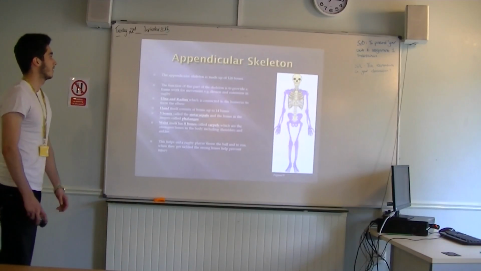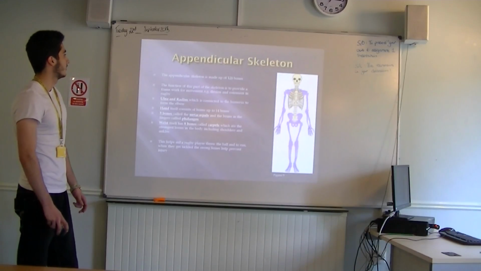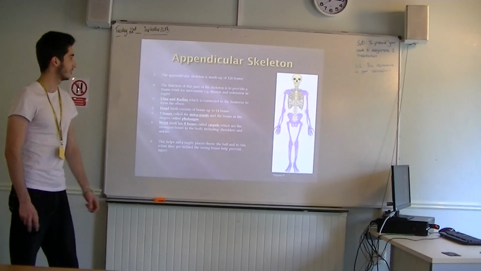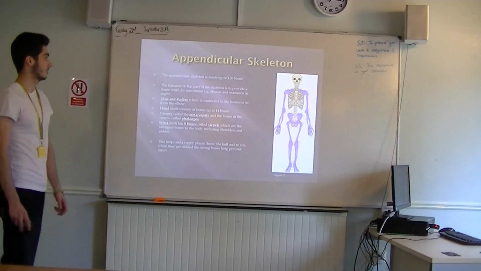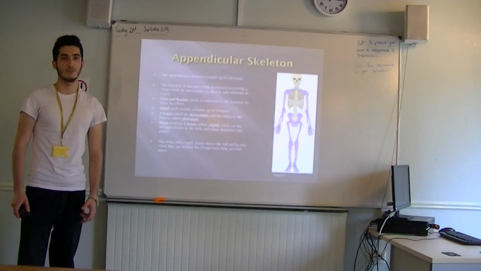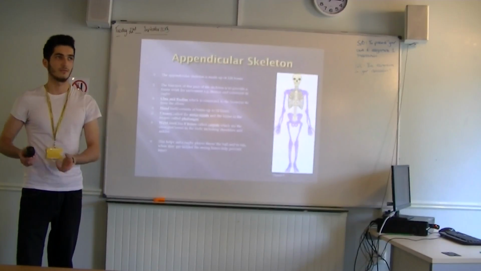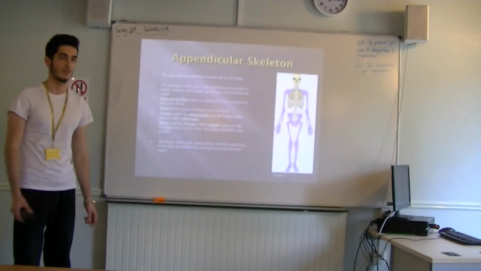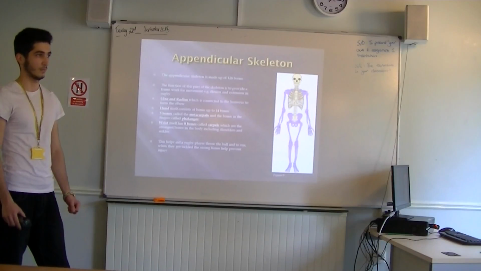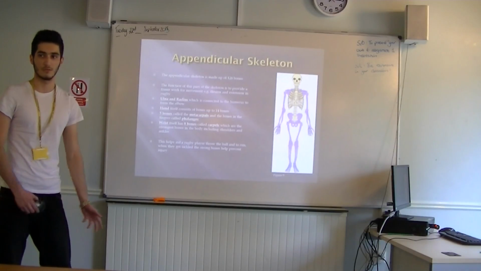The appendicular skeleton is made up of 126 bones. The function of this part is that it provides the framework for movement. For example, for a rugby player, it helps them with flexion and extension. This is vital for when they're passing the ball. It helps them throw the ball to another teammate.